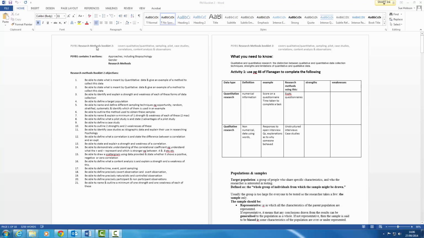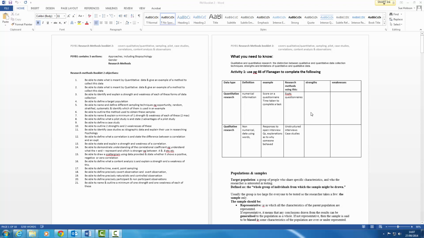Okay, so we're looking at Research Methods Booklet 2, and so you need that booklet with you, and we're going to look at objectives 1, 2 and 3 in this little video clip. Okay, so we're looking at quantitative and qualitative data and a little bit of information about strengths and weaknesses of them. So you need to fill in this section, page 2. Okay, I've referred to Flanagan, page 46 if you need it.